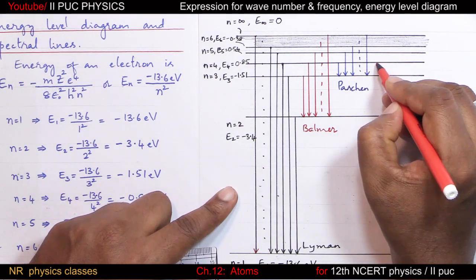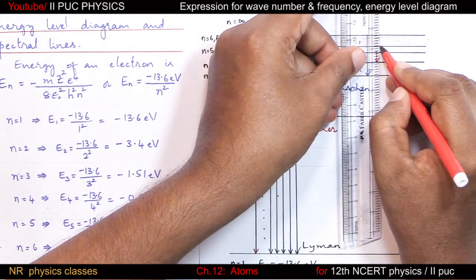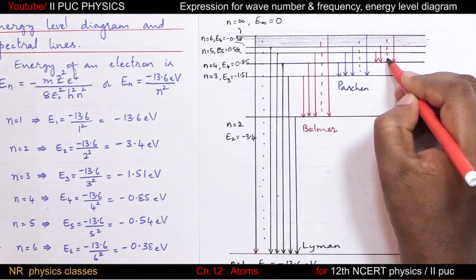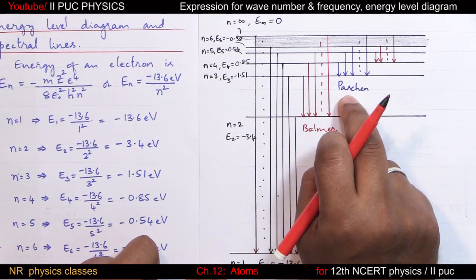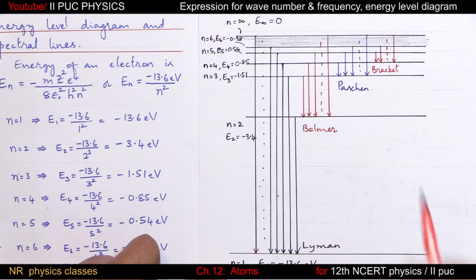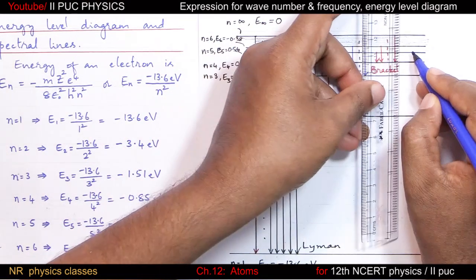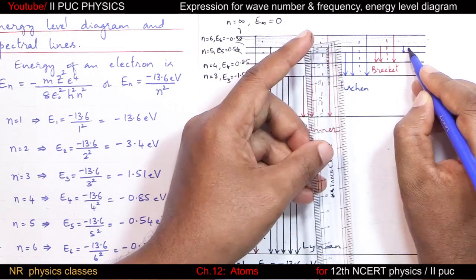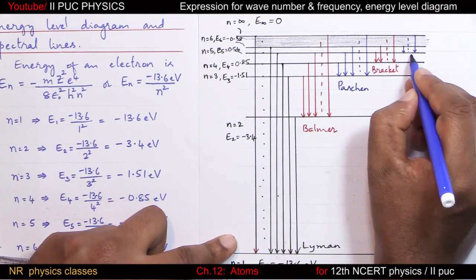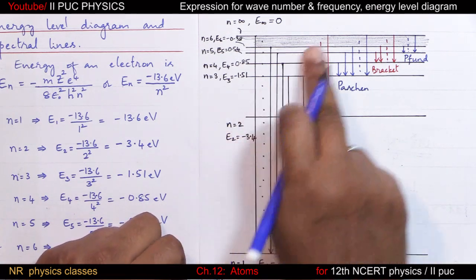Next, higher energy states to 4, like this, 5 to 4, 6 to 4, extending up to infinity to 4. Like Lyman, Balmer, Paschen, this is Brackett series. Next, higher energy states to 5. It should be from 6, isn't it? 6 to 5, 7 to 5, 8 to 5, then infinity to 5. Then this series corresponds to Pfund series.